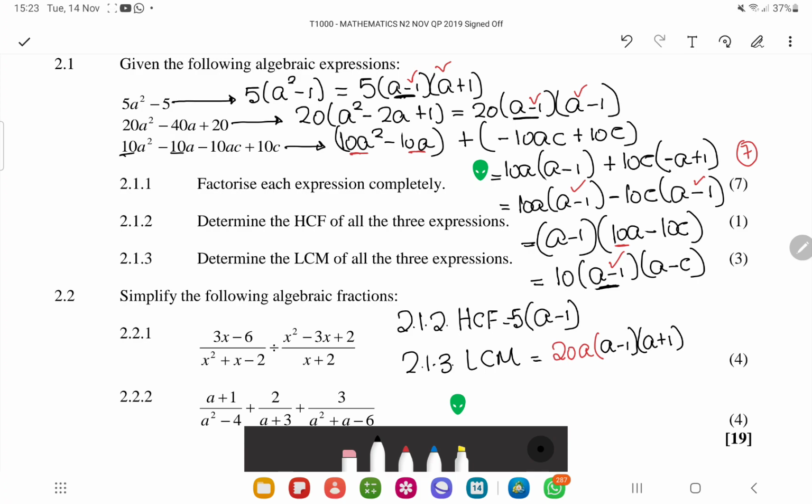The second term is 20, a minus 1, and then a minus 1. Because a minus 1 is repeating twice in one term, I will have to repeat it, a minus 1, because it is repeating twice in one term. Then when I go to the third term, that will be a minus 1. I've already written it down. Then a minus c is not down.